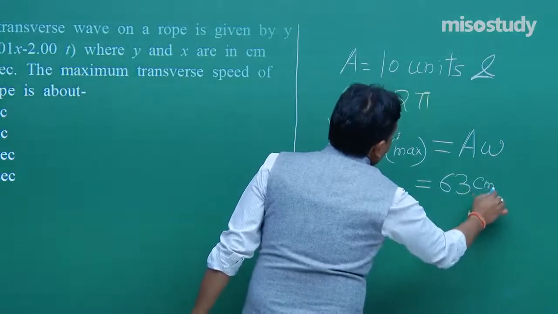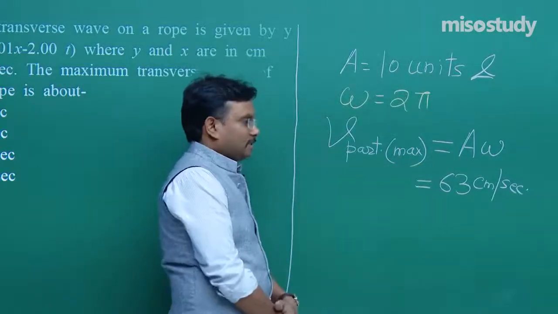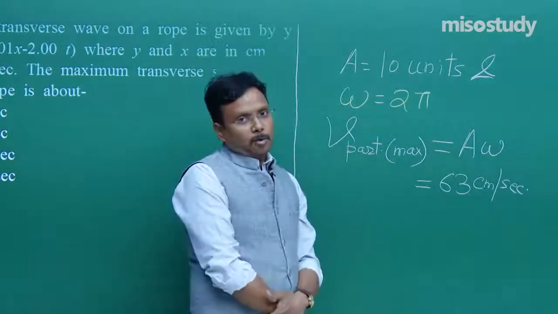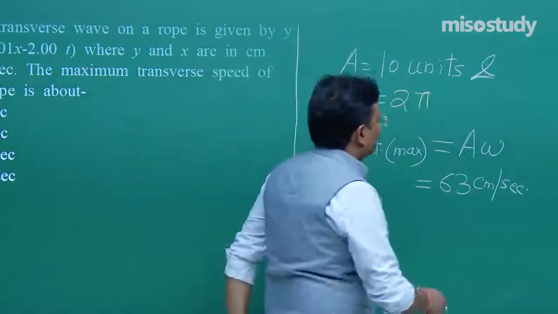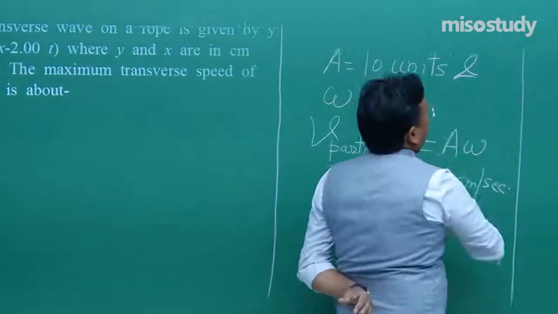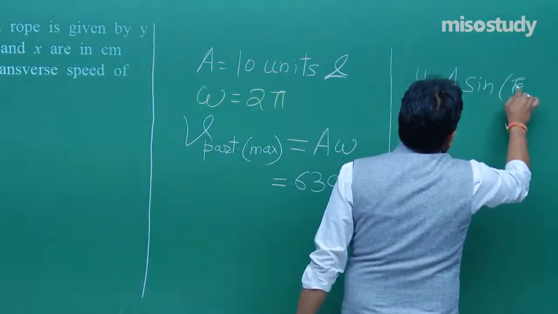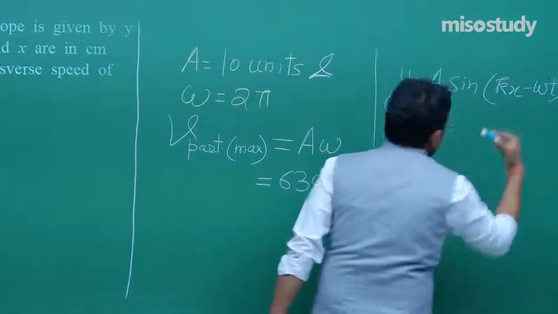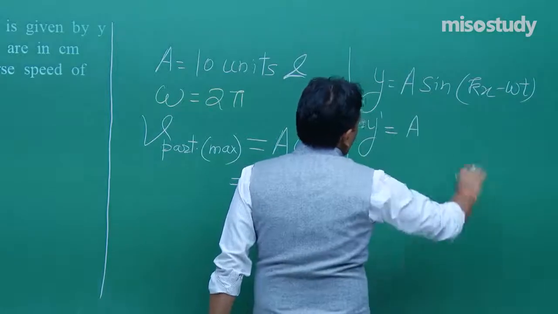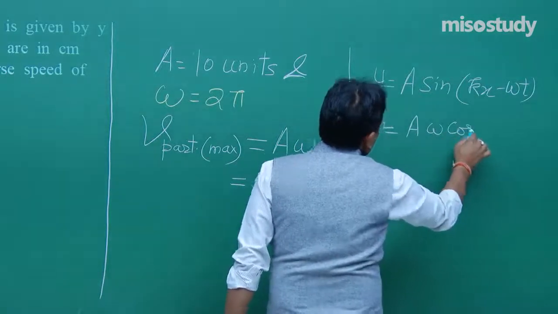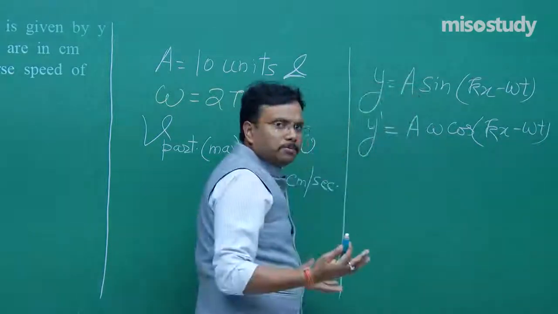63 centimeters per second. Now, this formula is important, but let us say you are unable to recall the formula, you just forget the formula. Okay, problem. What should be the solution? Y is equal to A sin. I have right to write down omega cos. I hope you are comfortable now.